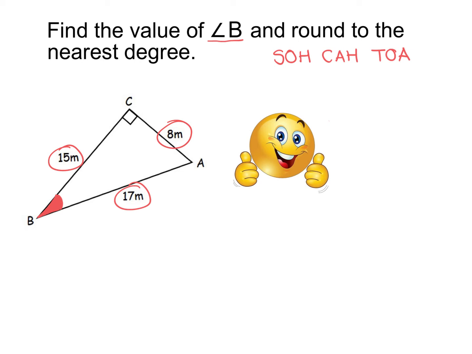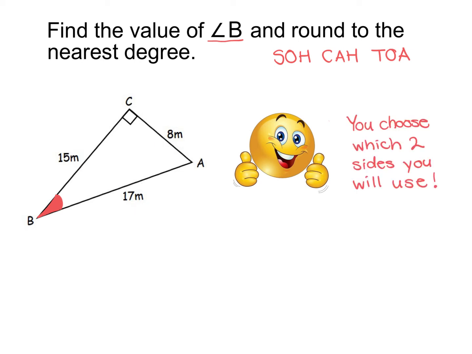Because you've been given 3 sides, you have the power to choose. So you choose which 2 sides you will use for the calculations. For example, you might choose this side, the adjacent, and the hypotenuse. In this case, you would actually use CAH for cosine. Or you can also use the hypotenuse side and the opposite side. So looking at SOHCAHTOA, you're going to use SOH, meaning sine. Or you also have a choice to use the adjacent side and the opposite side, in which case you will use TOA, T for tan.